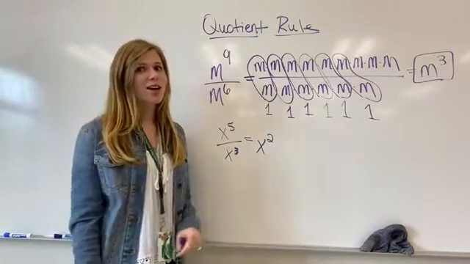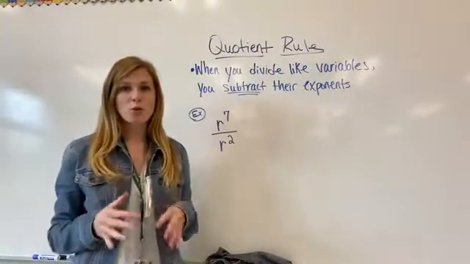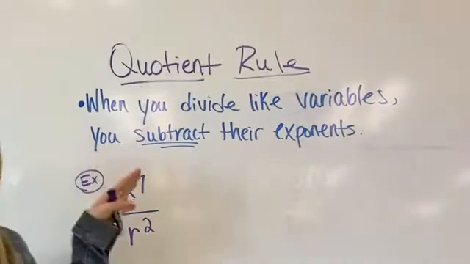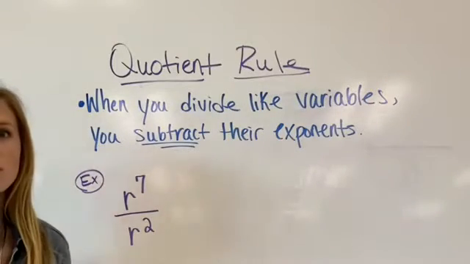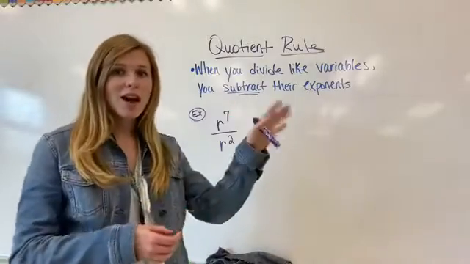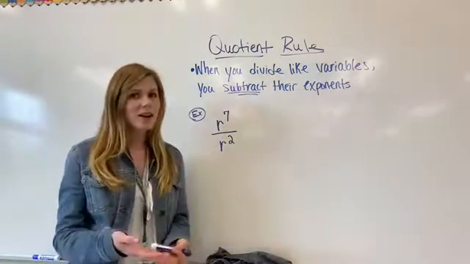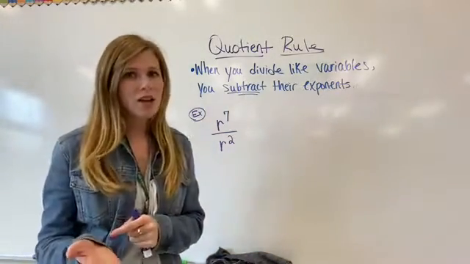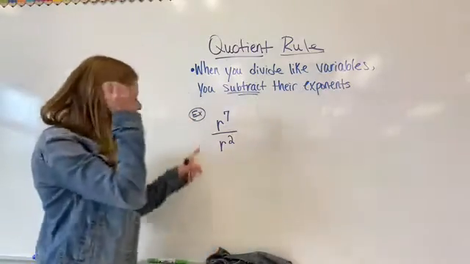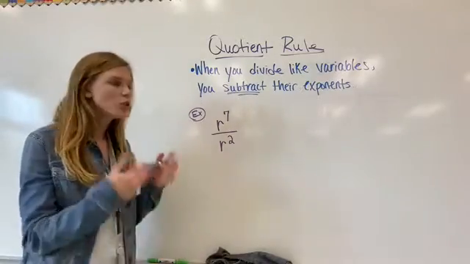Let's take a look at another example. So here's what the quotient rule states. When you divide like variables, you subtract their exponents. So when we did the product rule, we were multiplying and adding the exponents. With the quotient rule, we are dividing and we are subtracting the exponents. So complete opposite.